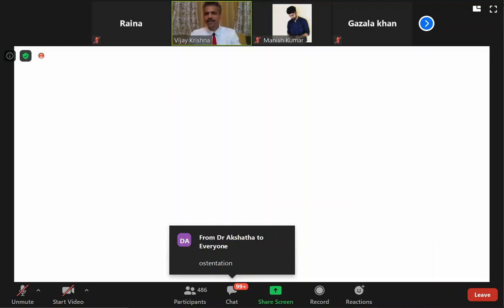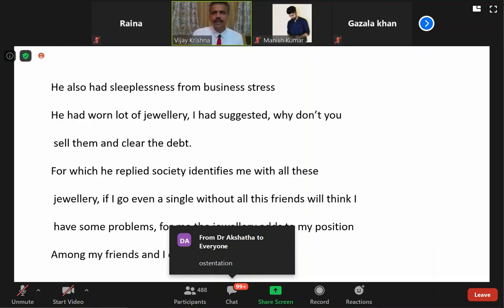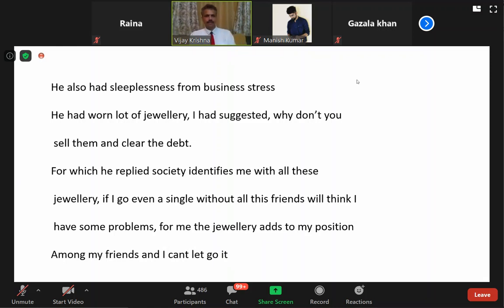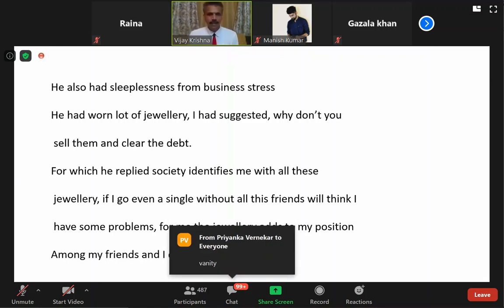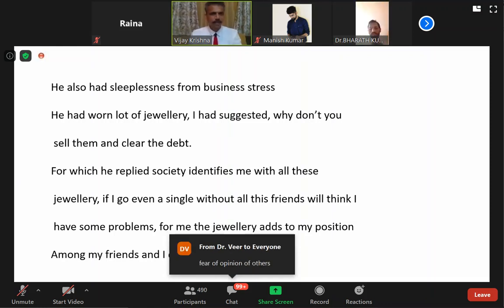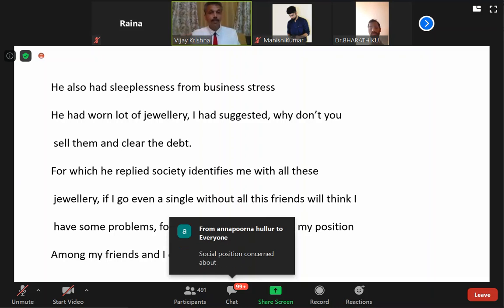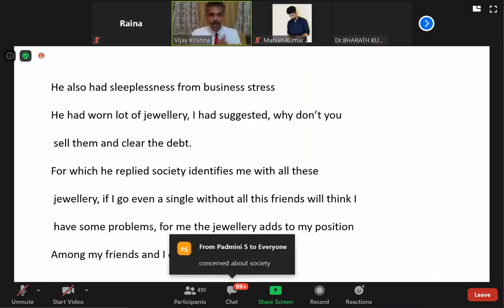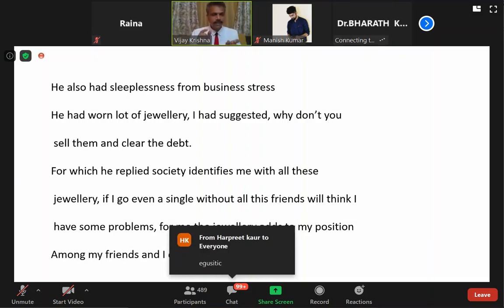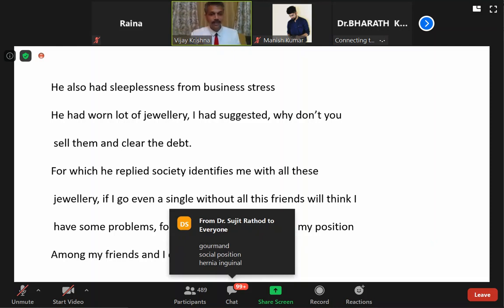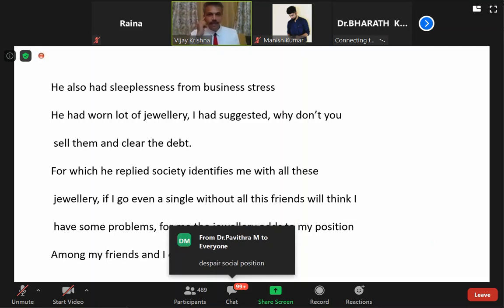Okay. Now this is the small case, though it was a very elaborate case. Now, quick inputs from your side. What do you understand? Yes, he is an angry constitution, very good. There's a lot of prestige in him. Yes, he is worried about what others will think about him. He is concerned about the society. Beautiful, very good.